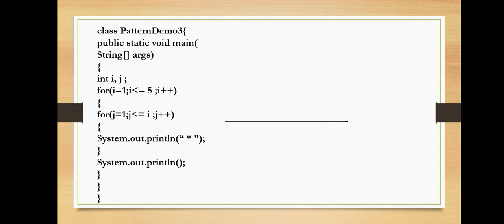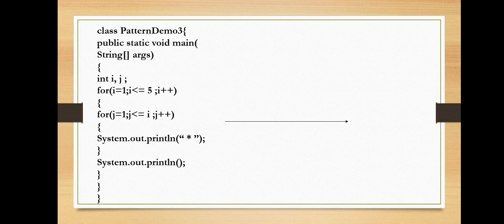Here you already know that a class name should start with a capital. That is PatternDemo, and the class name is your wish. Then public static void main String args. Next, I am going to initialize. First of all, we need to initialize the i and j values. The i value is for representing rows and the j value is for representing the columns. Sorry, for stars.